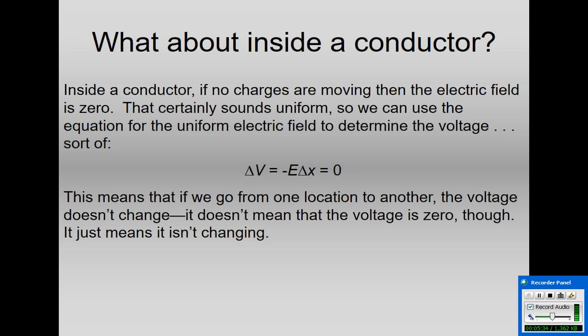And in a conductor, in that circumstance, all the charges are on the surface of the conductor. Even if it's made of solid copper, if I place any charge on it, the charge distributes itself over the surface. There's no excess charge in the actual volume of the conductor. So there's no electric field inside the conductor. And so it's not that there's zero voltage inside the conductor, it's that the change in voltage inside the conductor is zero.